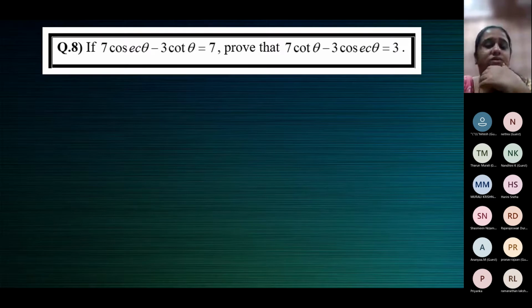So here, if 7 cosecant theta minus 3 cot theta is equal to 7, prove that, very important question. If 7 cosecant theta minus 3 cot theta is equal to 7, prove that 7 cot theta minus 3 cosecant theta is equal to 3. Right, children?